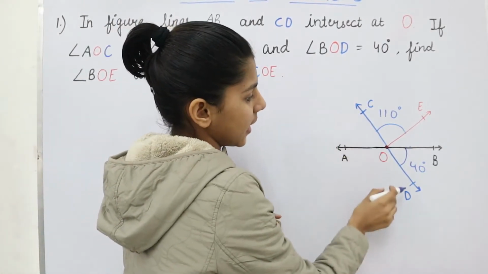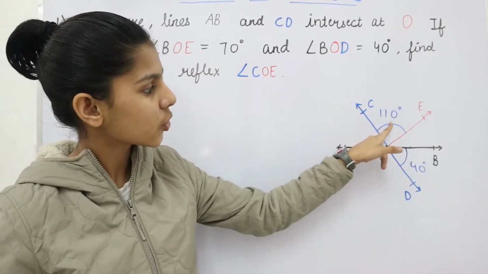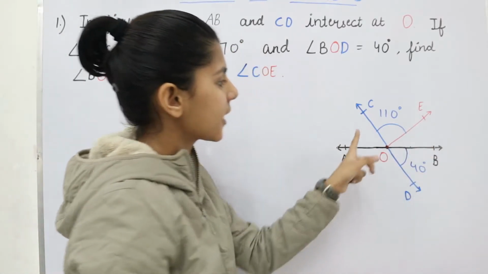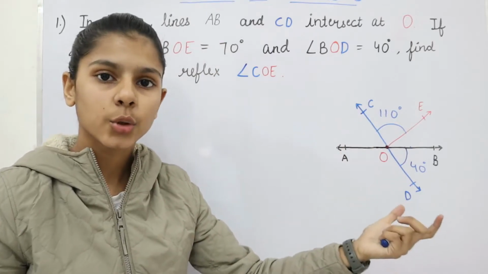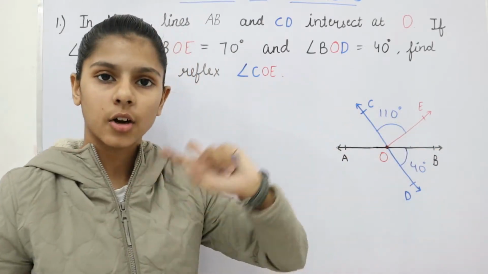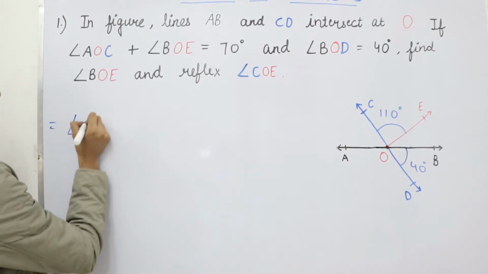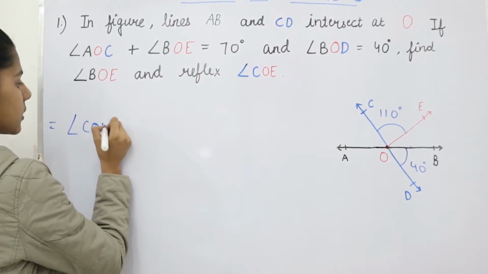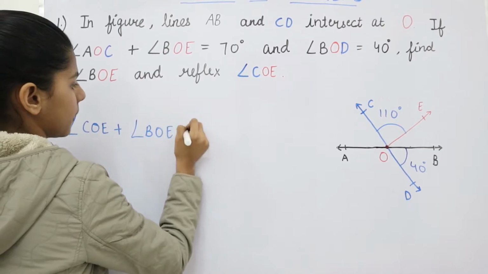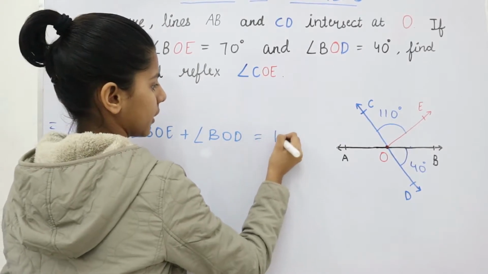Now you can see that C and D is a straight line. So the angles forming on CD will also equal 180 degrees. A and B was a straight line, that's why we added all the angles and equated it to 180 degrees. Same here, C and D is also a straight line, so angles forming on CD will also equal 180 degrees. So what we can write is angle COE plus angle BOE, which we have to calculate, plus angle BOD will be equal to 180 degrees.